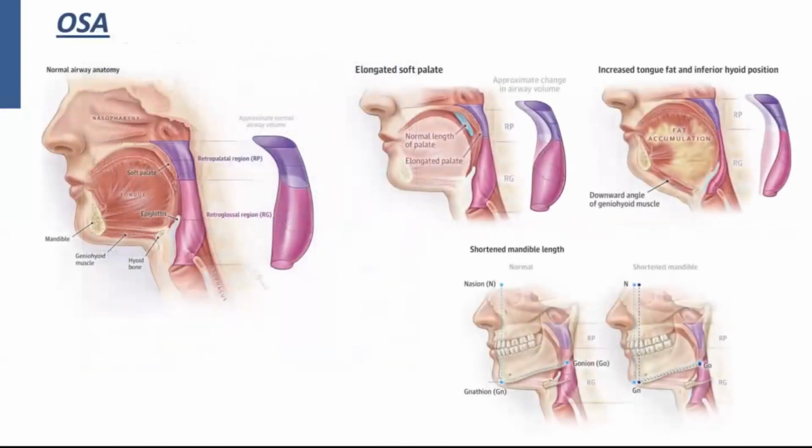Now, what are the various pathophysiological mechanisms for OSA? This is the normal airway anatomy. Here we can see the retropalatal region and the retroglossal region. Various anatomical variations can predispose a patient to OSA, which include an elongated soft palate. Here we can see elongated tongue fat and inferior hyoid position with a downward angle of the geniohyoid muscle, as well as shortened mandible length.